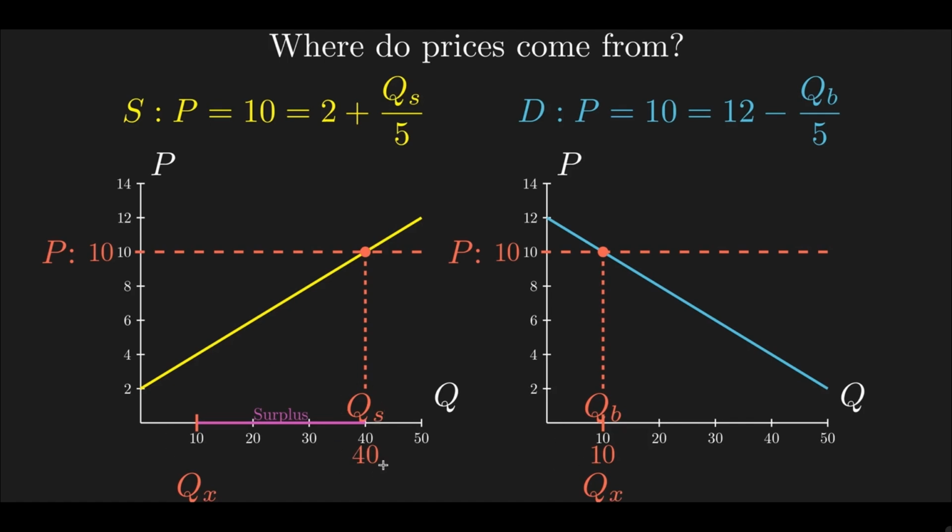Spinach sellers bring a total of 40 units to market. Spinach buyers only want 10. So there's what we call a surplus. There's a bunch of spinach left over at the end of the day. And in this market, only 10 units are actually exchanged. It's the minimum of the quantity supplied and quantity demanded, the quantity exchanged.